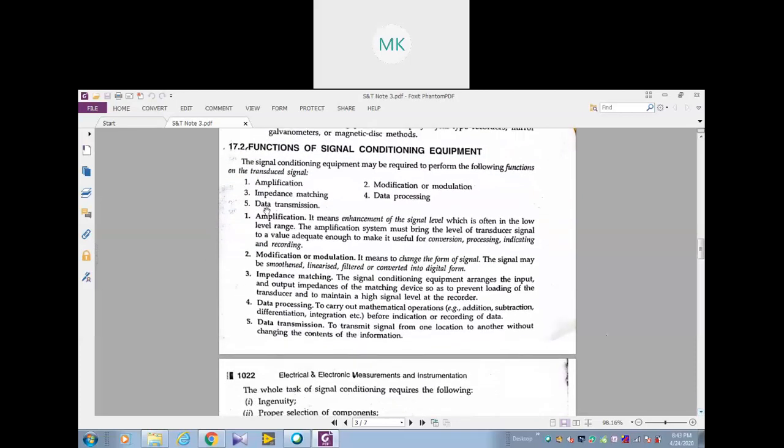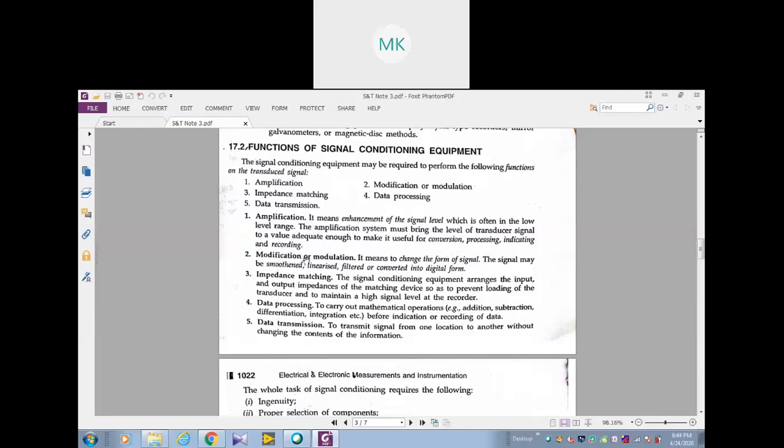Now what is amplification? You know what is amplification, increase the signal level. It means enhancement of the signal level, which is often in the low level range. The amplification system must bring the level of the transducer signal to a value adequate enough to make it useful for conversion, processing, indicating and recording. To perform all these requirements, amplification is required.